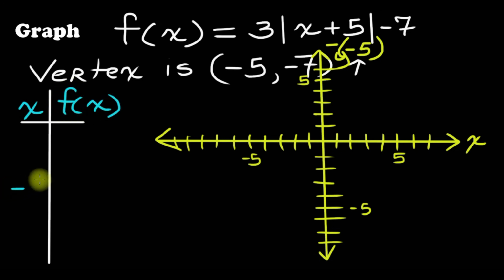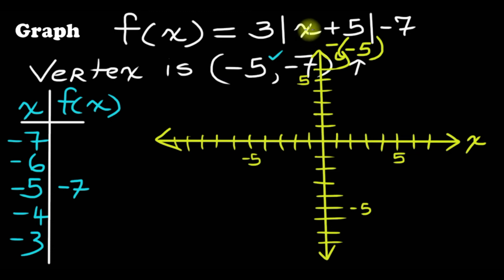We're going to put negative 5 in the middle because that's the vertex. Then we're going to use negative 6 and negative 7, and to the right of negative 5, we use negative 4 and then negative 3. We're going to plug those numbers in and come up with the f of x. We know the vertex: if we plug negative 5 in, we get negative 7, because it's right here.